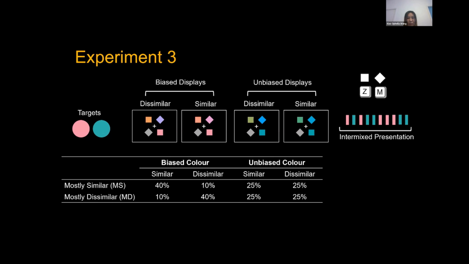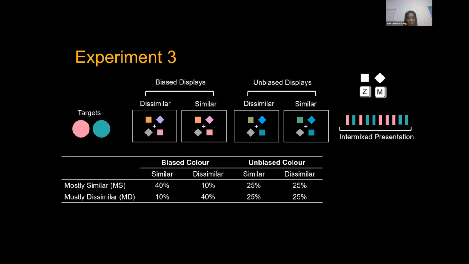For the biased display trials, the MS group respond to the target among visually similar distractors for 40% of the time, and among visually dissimilar distractors for 10% of the time. For the unbiased display trials, both groups encounter similar and dissimilar items for 25% of the time.